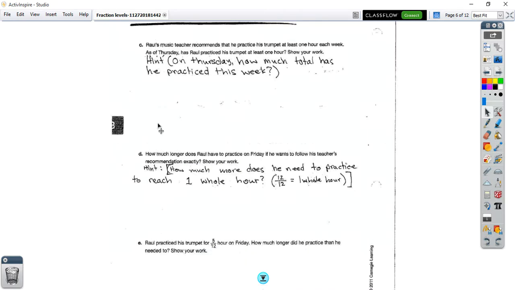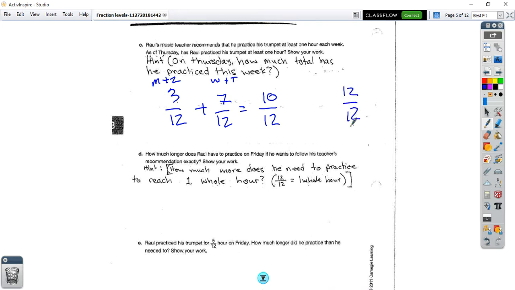So on the first 2 days, he practiced 3/12. And so we're going to write 3/12 because this was Monday plus Tuesday. And then on the second 2 days, this is Wednesday and Thursday, he practiced 7/12. So in all, he's practiced 10/12. So that's not enough. He needs a full hour, and 1 whole hour would be 12/12. So he has not gotten 12/12. He only has 10/12. So no, he has not practiced enough. Not enough.